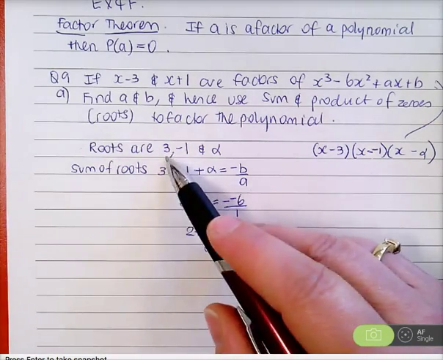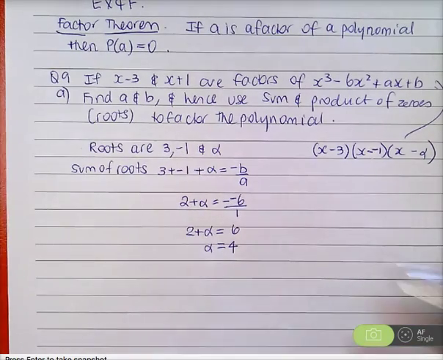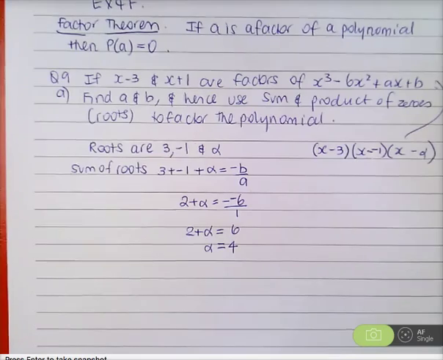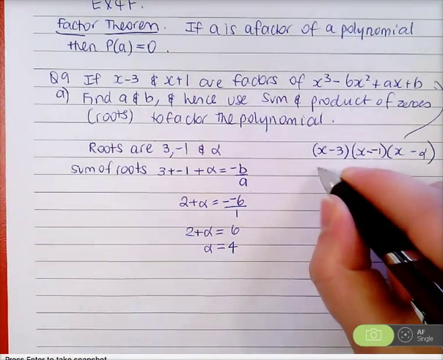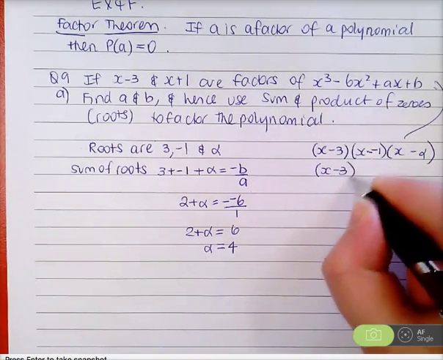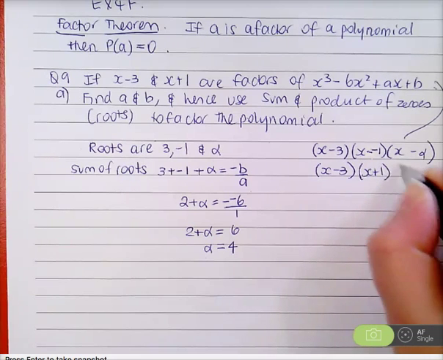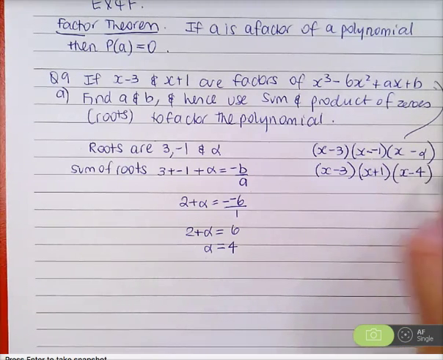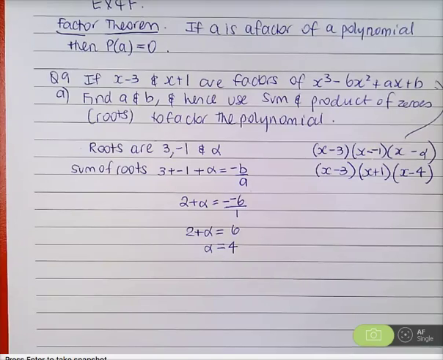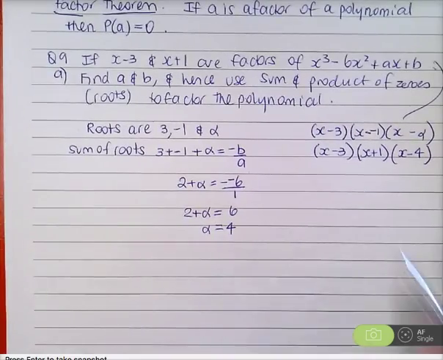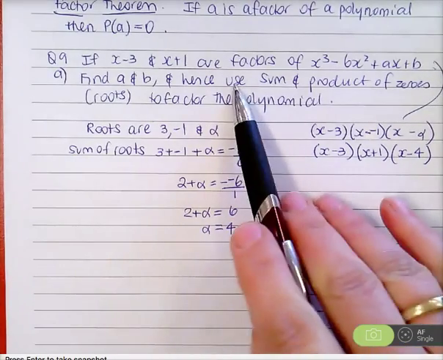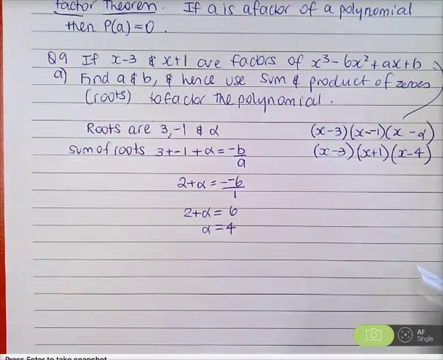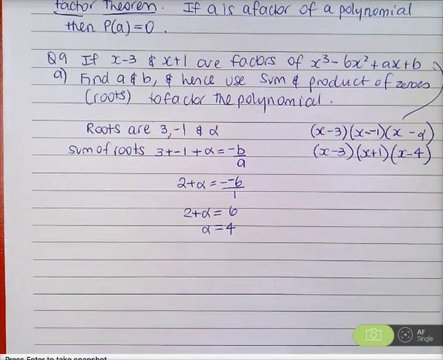And the other roots are 3 and -1. So if I write it in factored form, therefore I've got x minus 3, x plus 1, x minus 4. But we still haven't found A and B, girls, so I still need to do more work here. All right, but that is factored. But they did say use sum and product of zeros to factor, but I didn't. But let's just find A and B now.